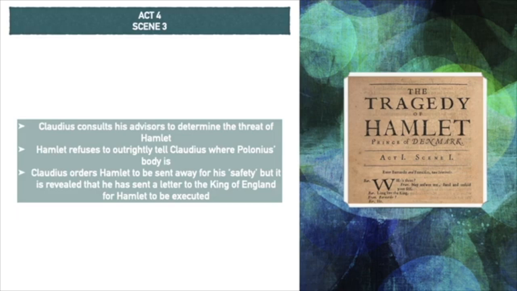Scene 3, Claudius consults advisors to determine the threat of Hamlet. Hamlet refuses to outrightly tell Claudius where Polonius's body is. Claudius orders Hamlet to be sent away for his safety, apparently, but it is revealed that he has actually sent a letter to the King of England for Hamlet to be executed, just as Hamlet had anticipated.